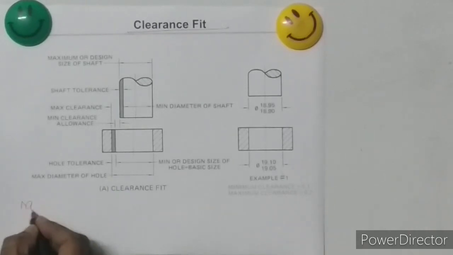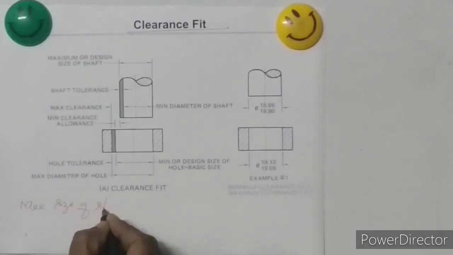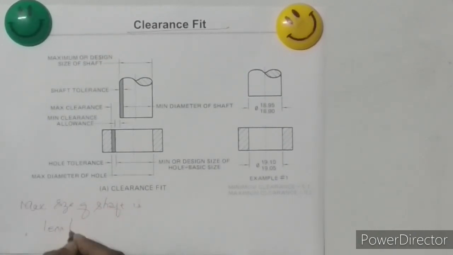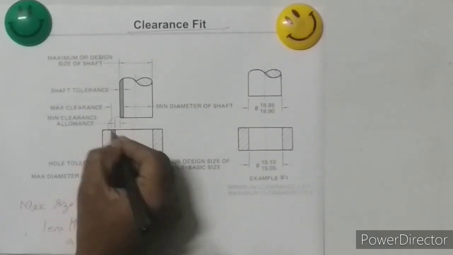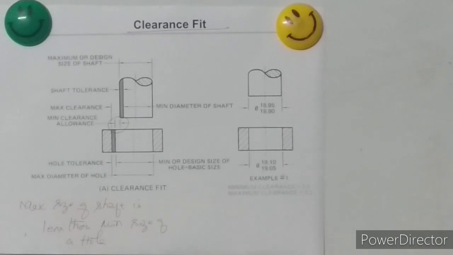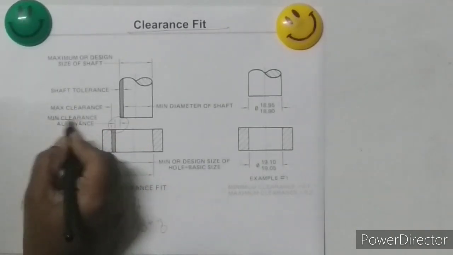The maximum size of the shaft is less than the minimum size of a hole. This is called clearance fit. This is called clearance. Then, what do you call the minimum clearance? The clearance is also called allowances.